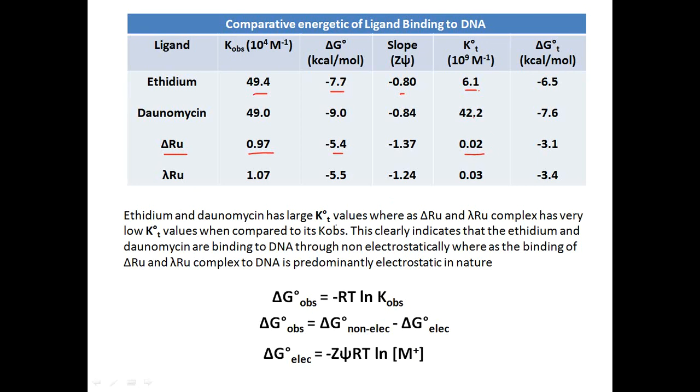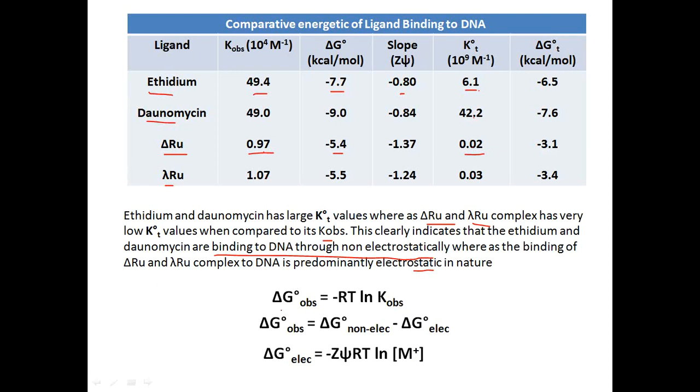So ethidium and dianomycin have large K naught T values, whereas delta ruthenium and lambda ruthenium complexes have very low K naught T values compared to their K absorb. K absorb values are also very low. So this indicates that ethidium and dianomycin bind through non-electrostatic binding. Whereas the binding of lambda ruthenium and delta ruthenium is predominantly electrostatic in nature, because the cationic effect is more influential there, so the K absorb value is also less, as well as the K naught T value. So they are binding through an electrostatic interaction rather than an intercalative mode, but ethidium bromide and dianomycin bind through an intercalative mode. So K absorb values can be helpful for determining the mode of binding, based upon this thermodynamic equation.